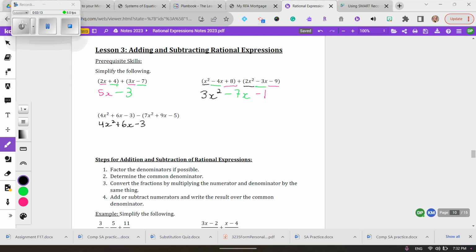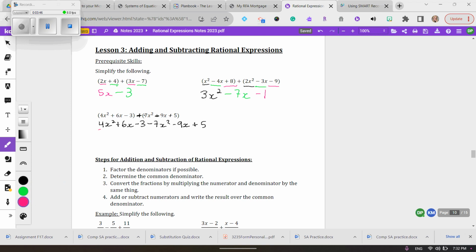But then I'm going to change my subtraction to addition, the opposite. So this is going to become minus 7x squared. Positive 9x is going to become minus 9x. So it's adding the opposite sign. And then negative or subtract 5 is going to become plus 5. Everything changes sign in order to subtract it.